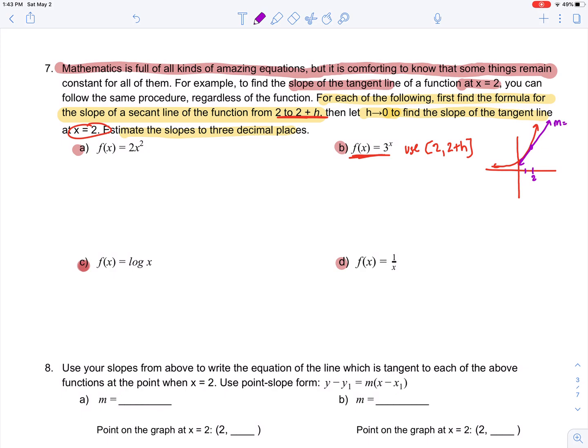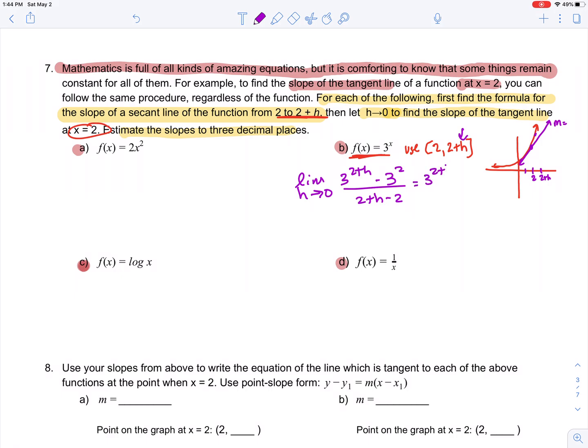So we're going to use the interval 2 to 2 plus h. So if I have 2 and then here's, let's say, 2 plus h, you're going to find the slope of the secant line and then make that h 0 so that it actually is just at the point 2. So let's go ahead and find that. We're going to take the limit as h approaches 0 because we need to find the instantaneous rate of change, the exact change at 2. So we're going to do 3 to the 2 plus h minus 3 to the 2 all over 2 plus h minus 2. So it's the difference in the y's over the difference in the x's.